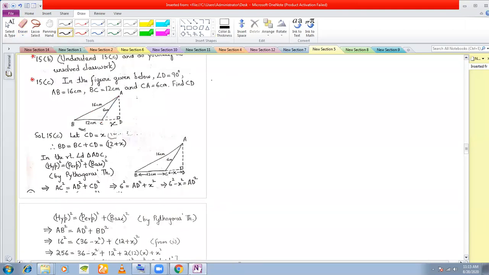Let us take this as x. So consider the small right angle triangle. In the right angle triangle ADC, AC is your hypotenuse, so AC square, AD is your perpendicular, so AD square, and CD is your base, CD square. So what does it give? You know AC, 6 square. AD, I don't know, I will write AD as it is. And CD I have taken as x.